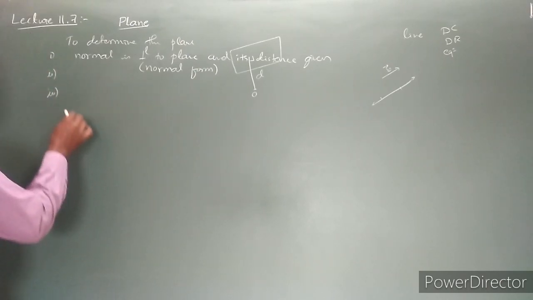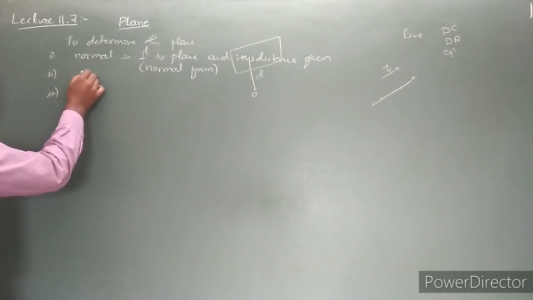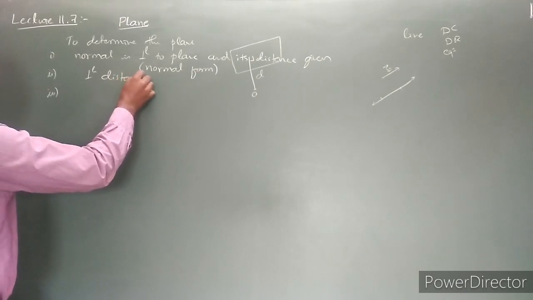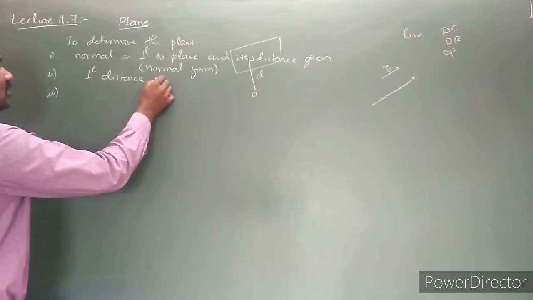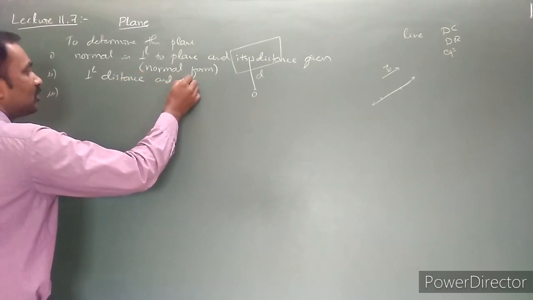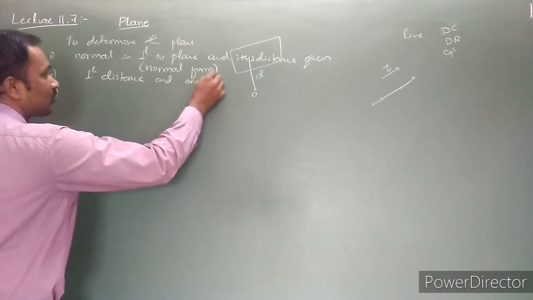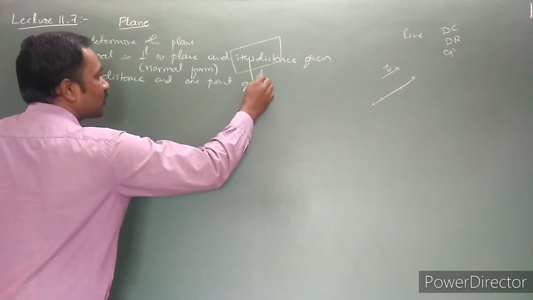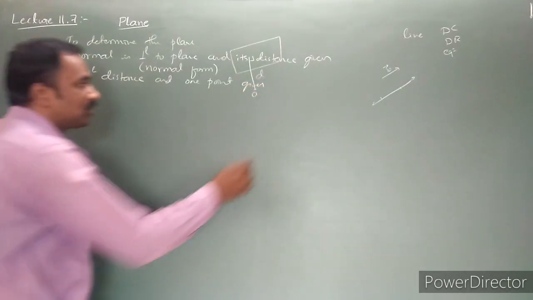Next, the second form. What is the second form? It is nothing but the perpendicular distance, and one point is given. The perpendicular distance and one point on the plane are given.